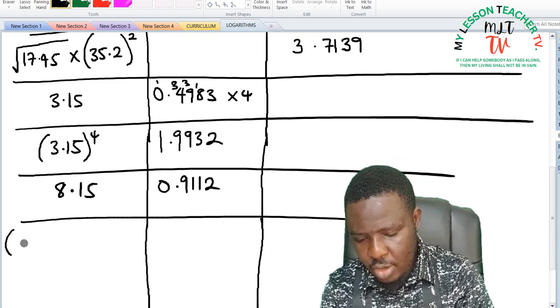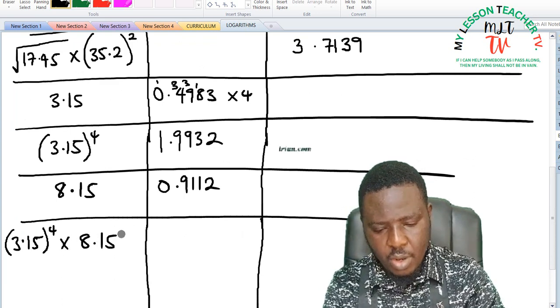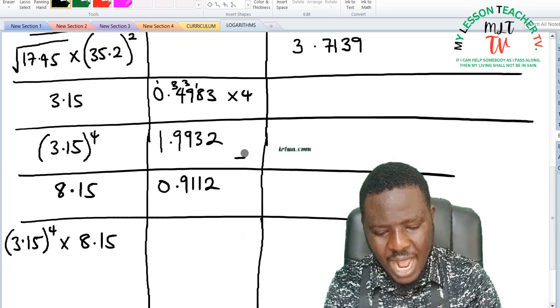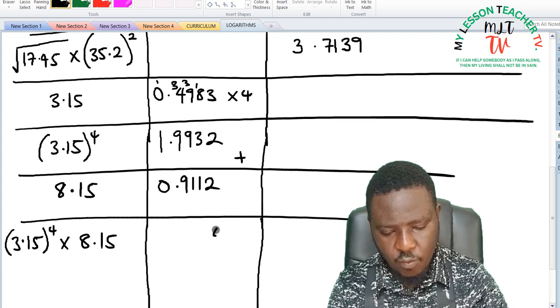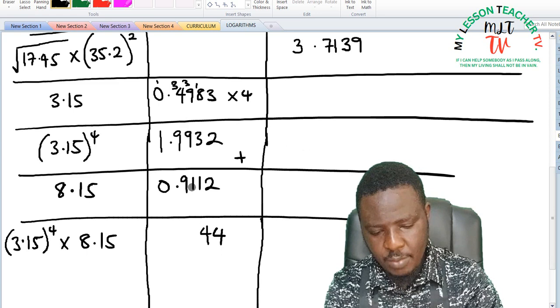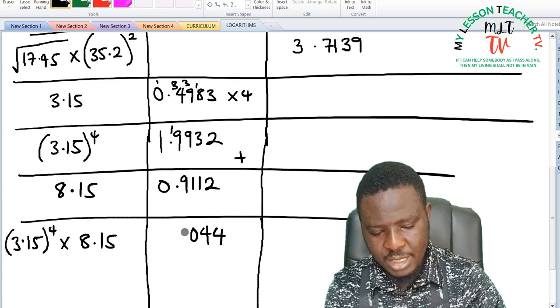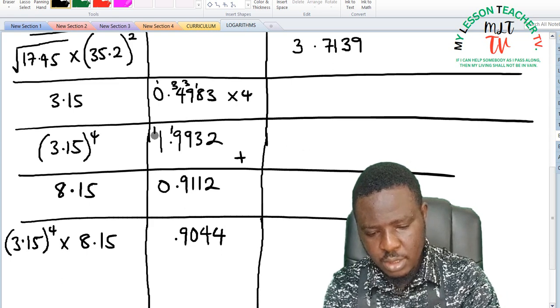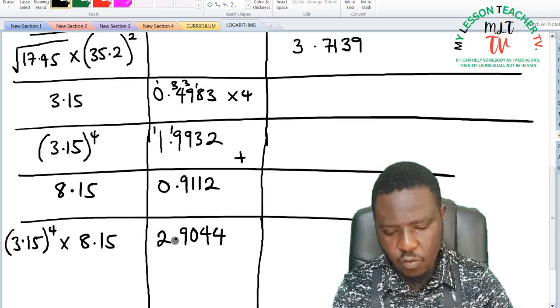We have to multiply the two numbers at the denominator. That is, 3.15 all raised to power 4 times 8.15. In logarithm, we have to add these two. This is going to be 2 plus 2 is 4. 3 plus 1 is 4. 9 plus 1 is 10. 0 carry 1. This is 10 plus 9, 19. Carry 1. And this is 2.9044.